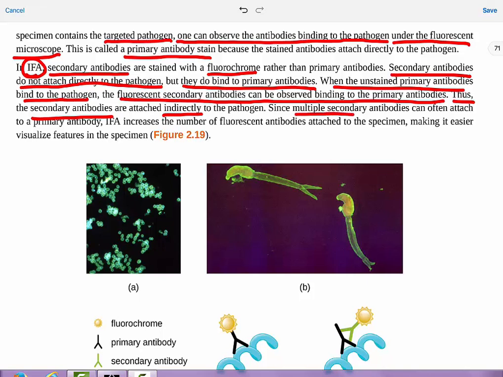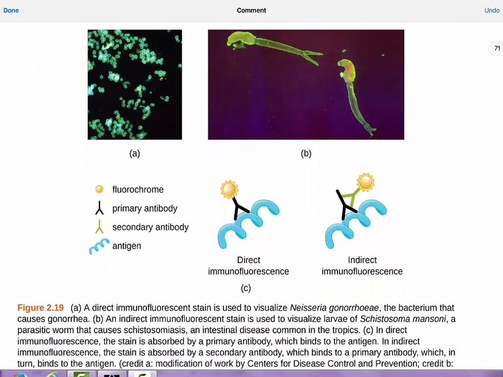So since multiple secondary antibodies can often attach to a primary antibody, the IFA increases the number of fluorescent antibodies attached to the specimen, which makes it easier to view. It makes it easier to visualize features in the specimen. So let me scroll down here a minute. We can see the picture associated with that.